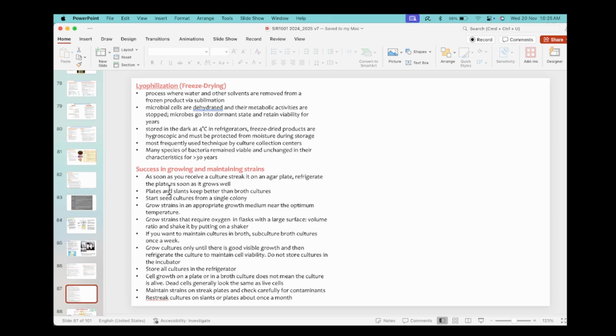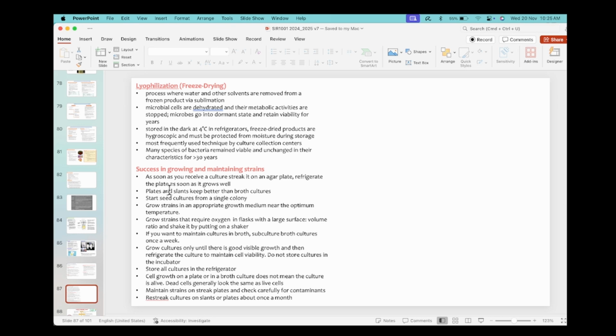So the glycerol stocks are for long-term preservation, then the plate is for regular work, and the slants are usually as an insurance. Sometimes when you're working with your plates, they get contaminated, then you still have your slants where you can re-isolate from. So the slant is more of an insurance, the plate is your working culture.